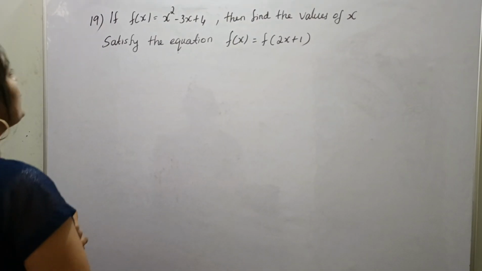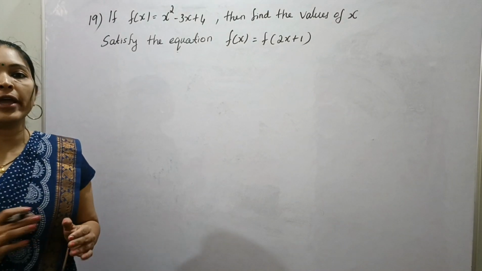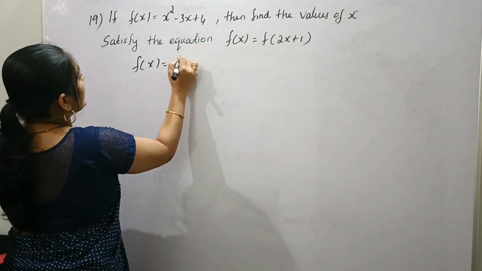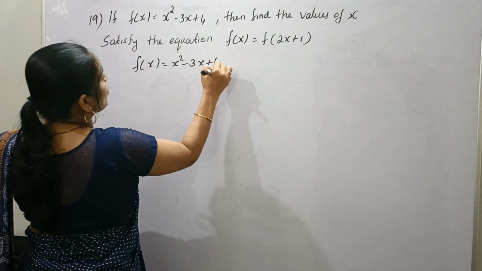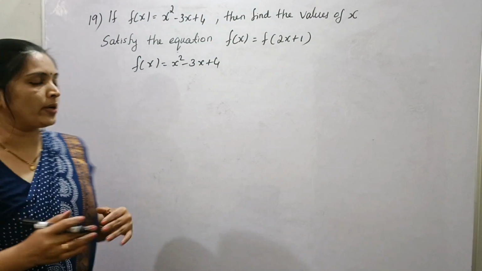If f of x is equal to x square minus 3x plus 4, then find the values of x that satisfy the equation f of x is equal to f of 2x plus 1. Given f of x is equal to x square minus 3x plus 4. Here we have to find f of 2x plus 1.